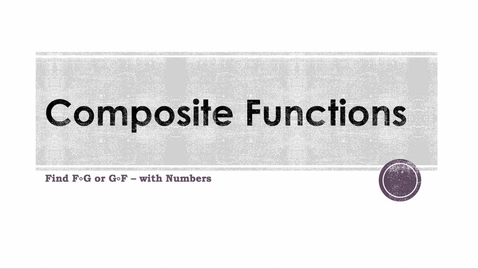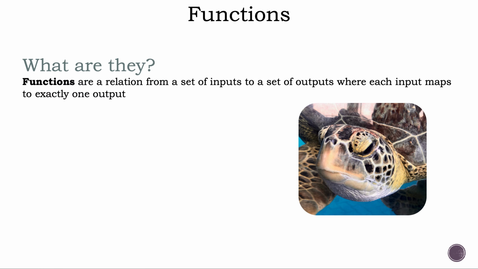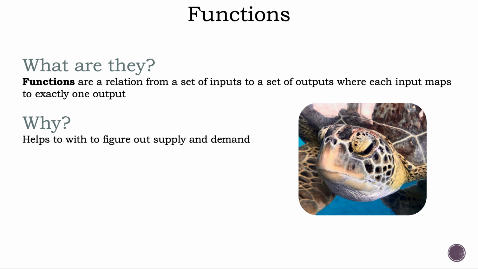Composite functions. Find f of g or g of f with numbers. What are they? Functions are a relation from a set of inputs to a set of outputs, where each input maps to exactly one output. Why? Helps to figure out supply and demand.